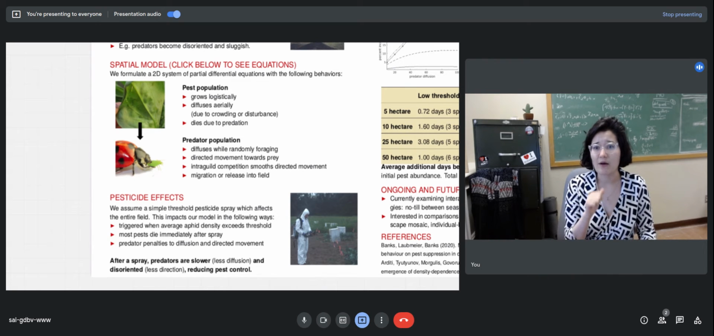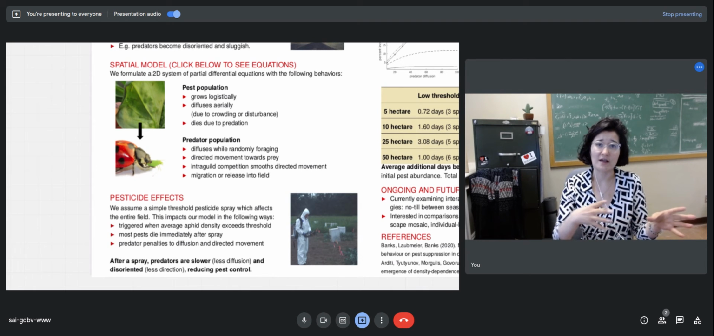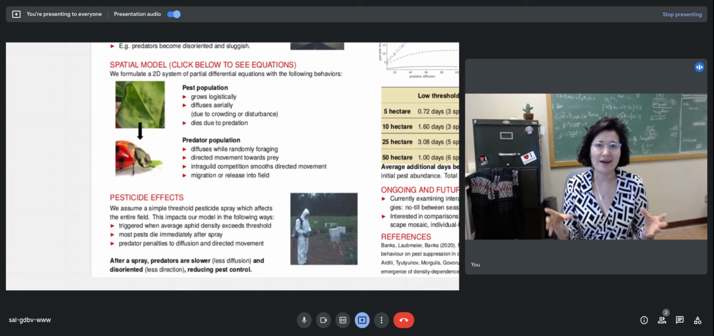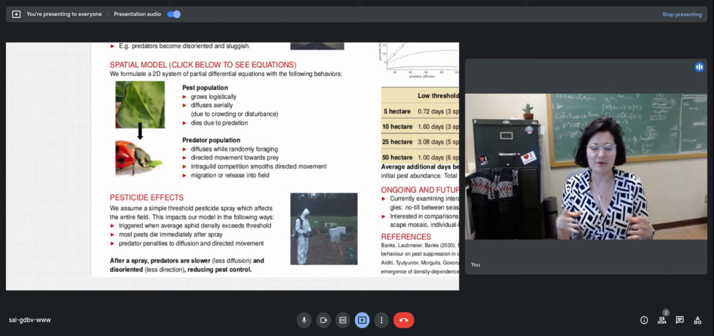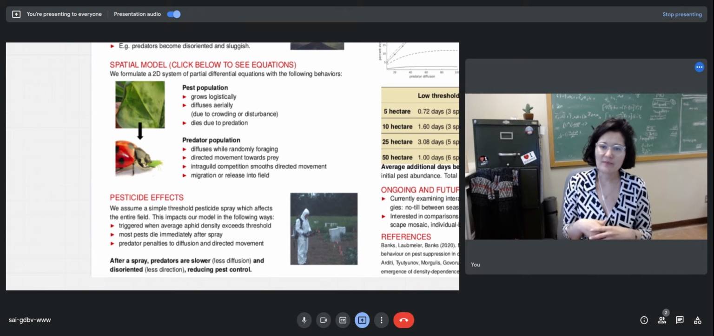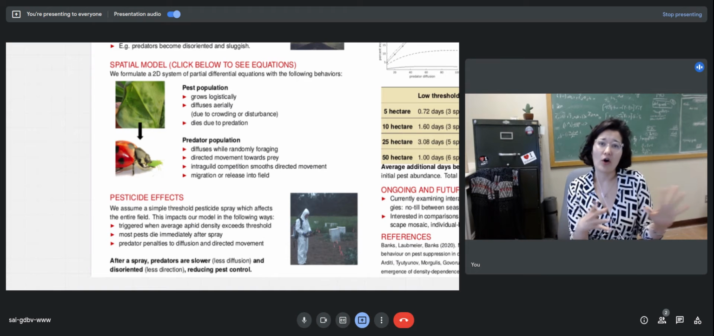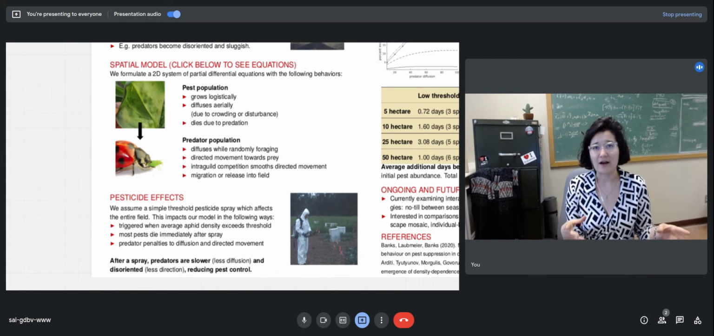That's just them walking around. And then when they're foraging, they might also exhibit directed movement towards their prey. So the beetles might detect that suitable prey is nearby, usually by the type of plant quality nearby. And then as they're moving in the direction of prey, intra-guild competition between the predators might smooth out their movement. So they can't all move towards the abundant aphid areas together because they would bump into each other, compete for resources, move around and return to their aimless motion.